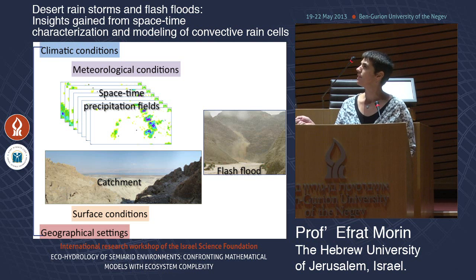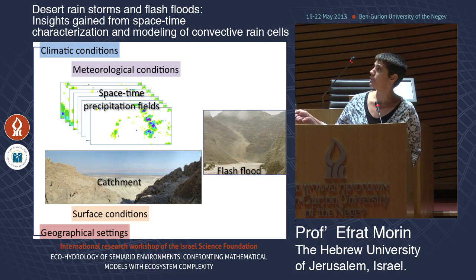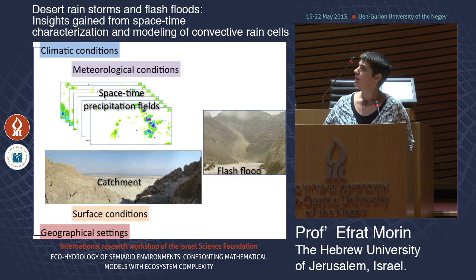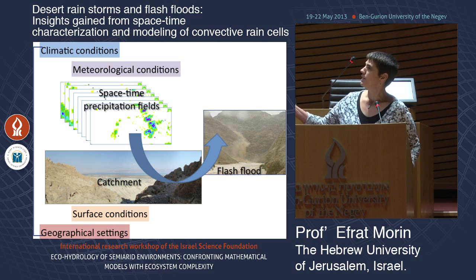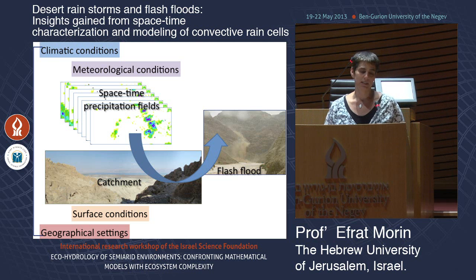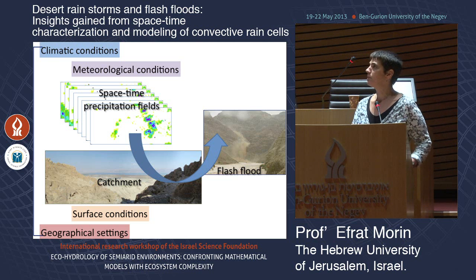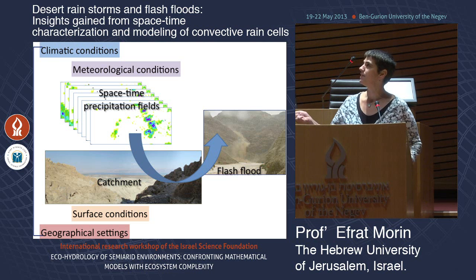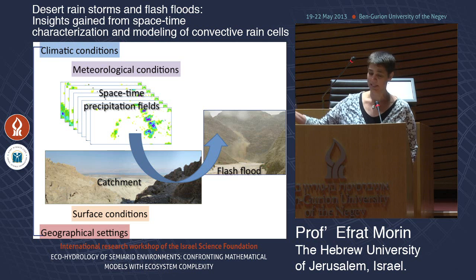I'd like to understand the relationships between precipitation fields that are forced by meteorological and climatic conditions, and their impact on flash flood generation in a catchment that, of course, has some surface conditions in some geographical settings. This is my main research field, these interactions here. And in the context of this workshop, I'm very much interested in patterns. Patterns are apparent in precipitation fields and in all other media here.